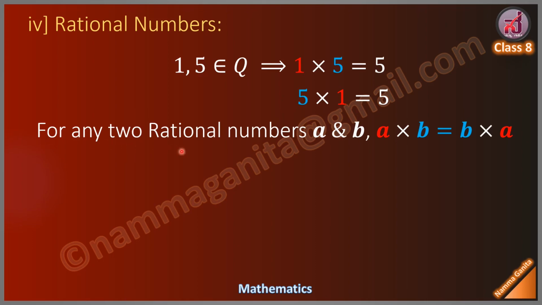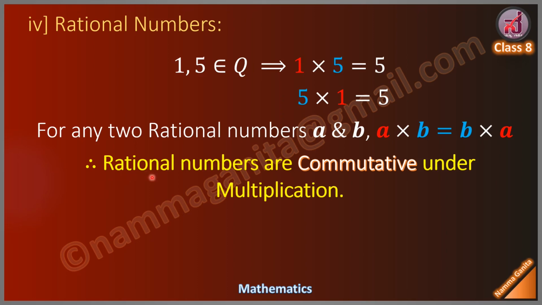For any two rational numbers a and b, a into b is equal to b into a. Therefore, rational numbers are commutative under multiplication.